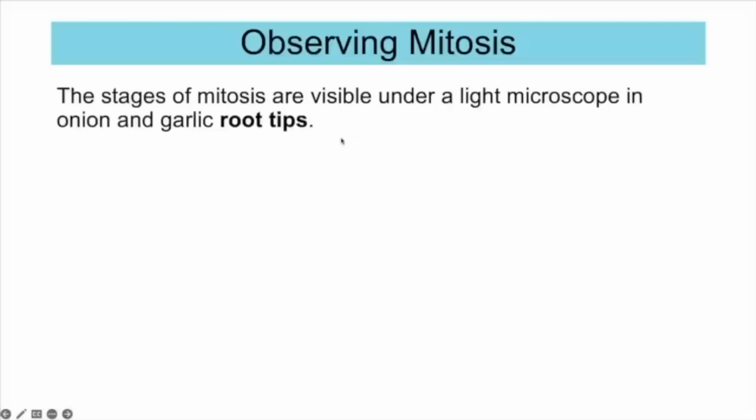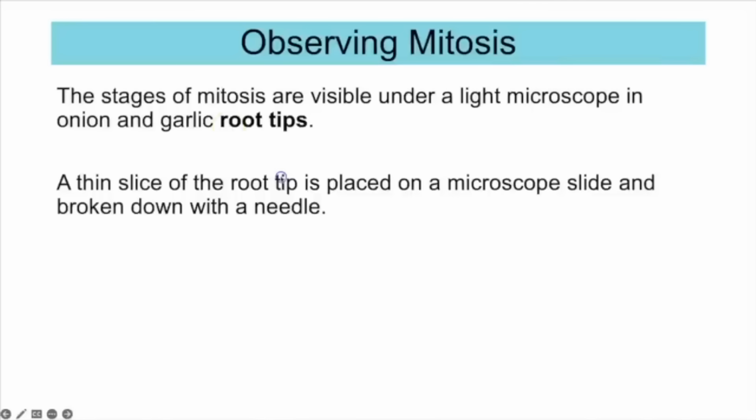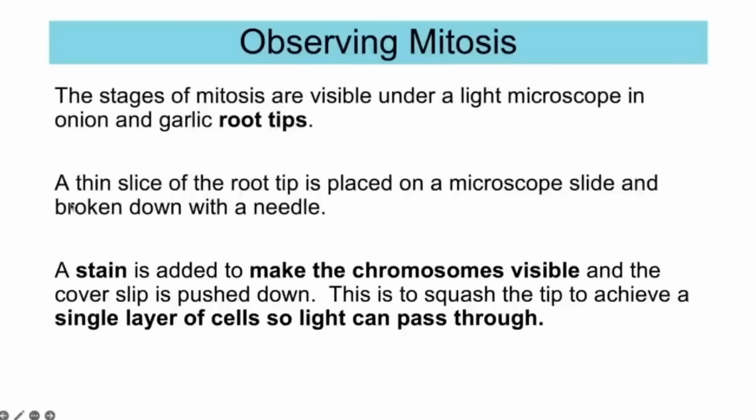The stages of mitosis can be viewed using a light microscope in onion or garlic root tips. So you would need to take a thin slice of the root tip from either an onion or a garlic and place it on top of a microscope slide. You then break it down a little bit with a mounted needle. A stain is then added, and the purpose of this is to make the chromosomes visible when you put your slide under the microscope. You would then sometimes add acid to help to break down the cellulose connections between the cell walls. Then you would place a cover slip on top and push down.